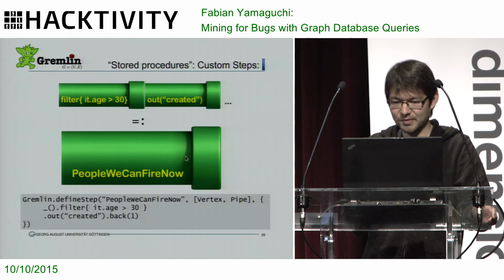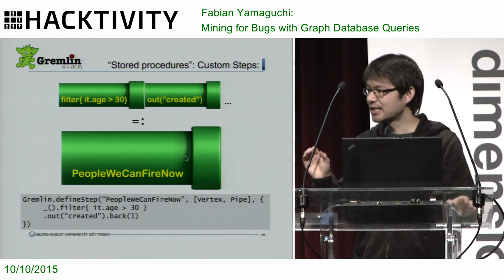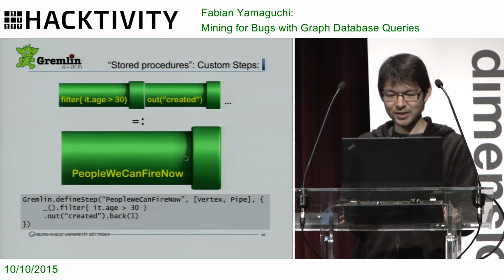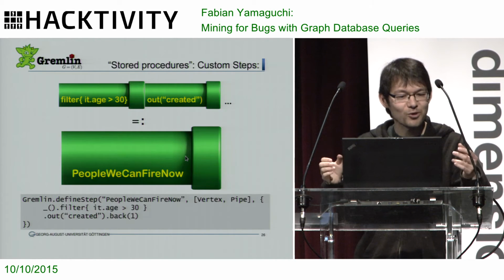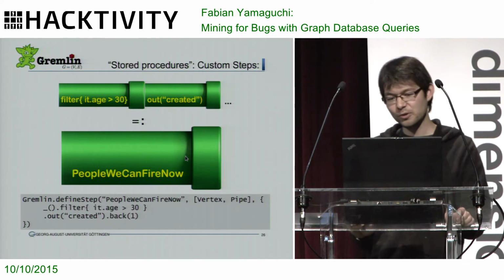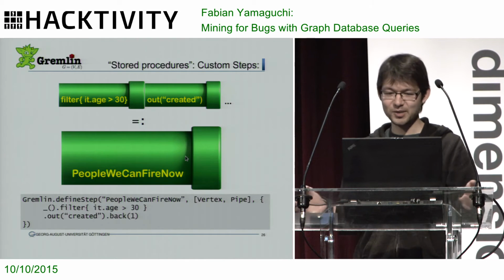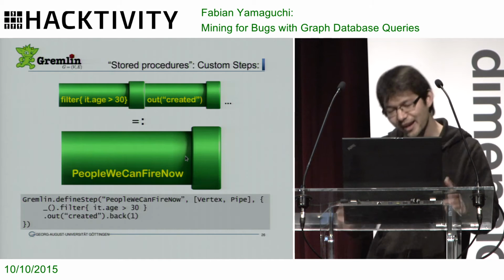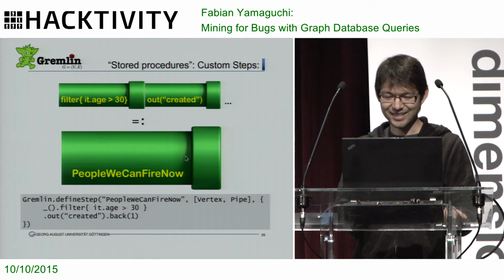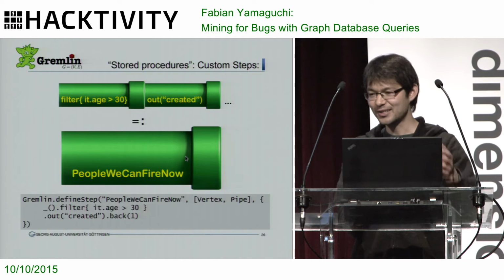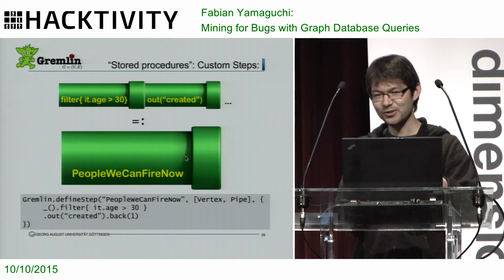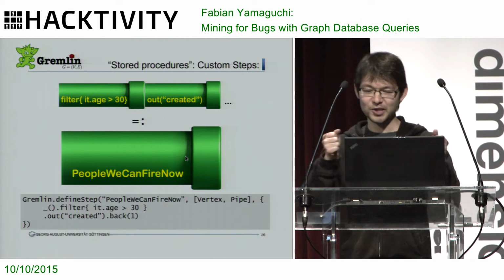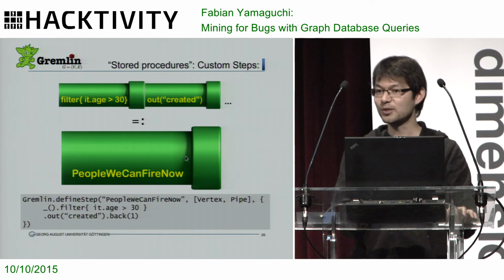That's it. Now the really nice thing is that you can get something like stored procedures here. Once you've defined something that you commonly look for, you can give it a name. So you can say all the people who are over 30 who've created something nice for us are people we can fire now, and then you can just say people we can fire now, and you don't have to rewrite this thing over and over again. And you can create really complex traversals, they're called, and save them in these pipes and then reuse these pipes all over.